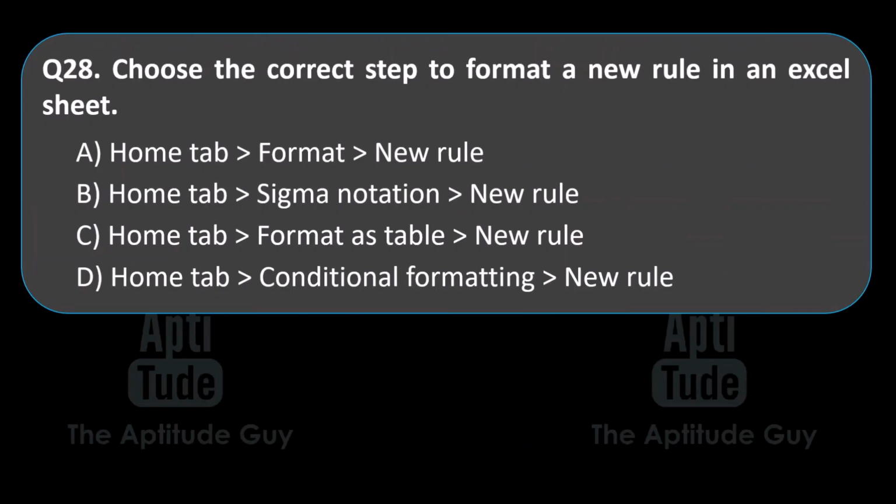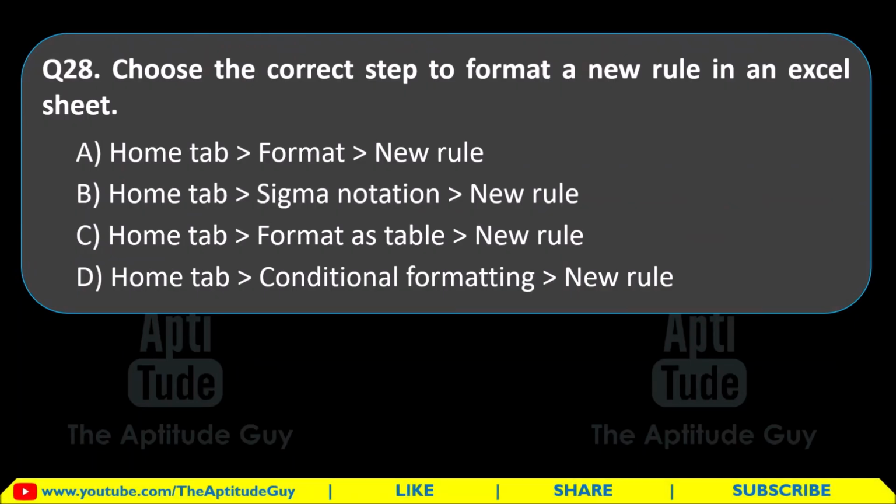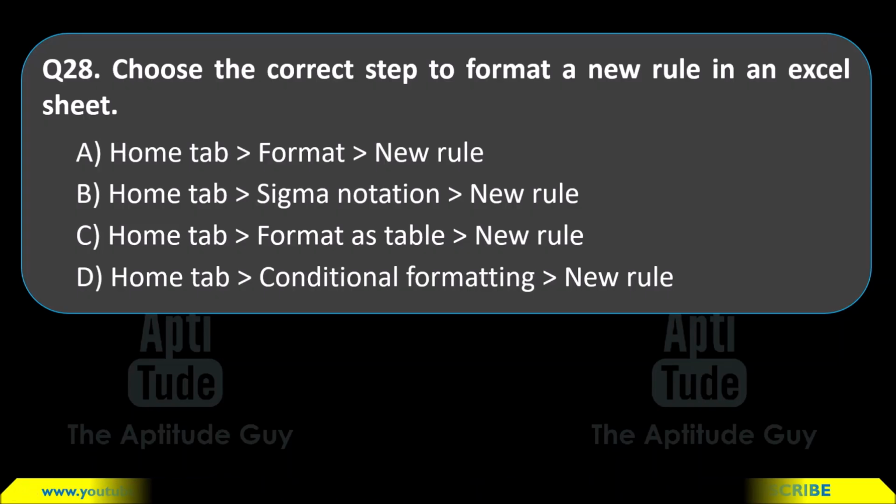Question number 28. Choose the correct step to format a new rule in an Excel sheet. Okay, I hope you are keeping a score for your answers. That will be really helpful to test yourself later. Okay, just memorizing these answers will not help you. You need to know how good or bad you are with Excel. Think about this answer.